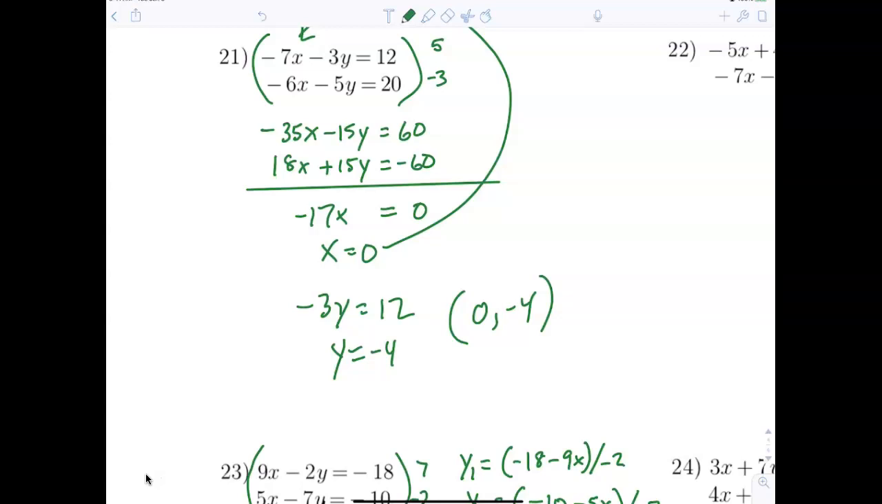All right, now just check me on the back of the page. Is that correct for that number 21? All right, what part? It's either a no solution or an infinite number of solutions, right? If it's a true statement, then it's infinite. If it's a false statement, then it's parallel lines, so no solution.